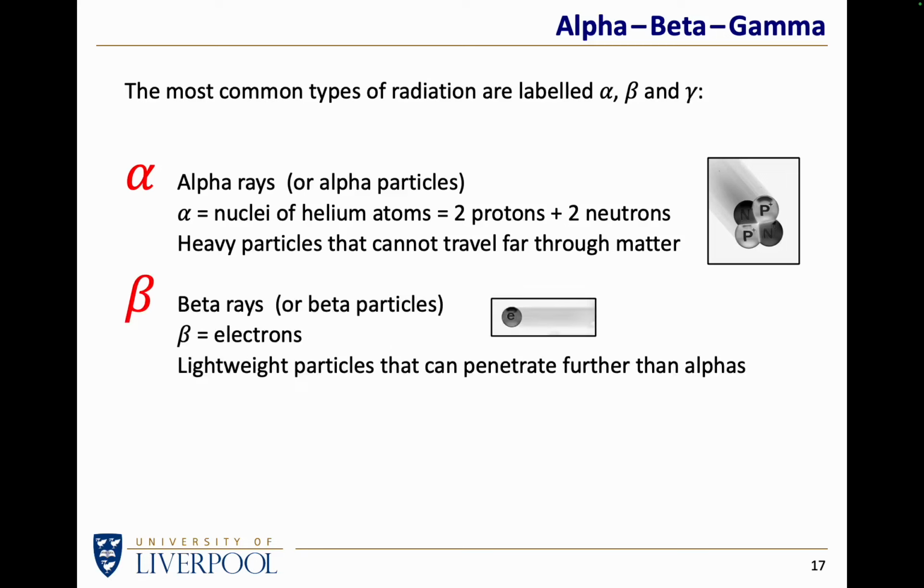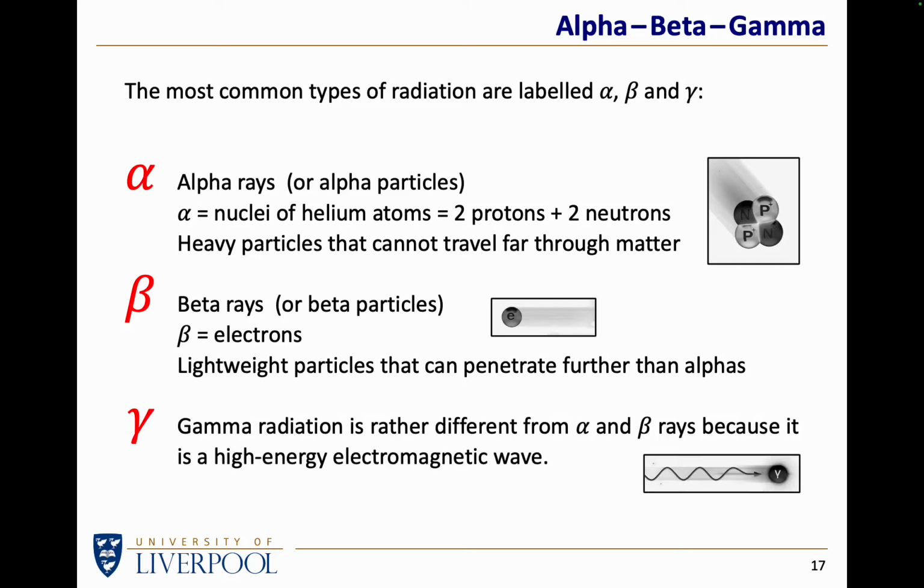Betas, beta rays, beta particles if you prefer, or you can just call them electrons, are very lightweight particles. Electrons are much less massive than protons and neutrons, and they can penetrate further than alphas. They still don't travel that far through air, but they can travel farther than alphas. And gammas are these electromagnetic waves, so they're different in character from the alphas and the betas.